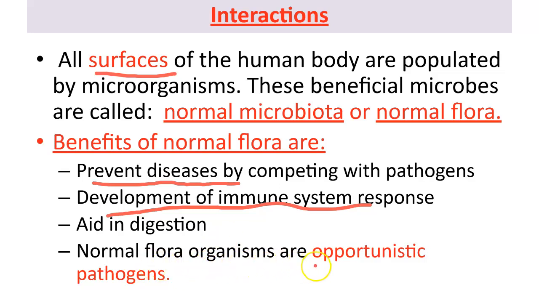Normal microorganisms are considered opportunistic pathogens. What that means is that the same microorganism that aids in digestion and helps us stay healthy, when it's found in the gut, it's beneficial. But if that organism finds its way into another part of the body where it shouldn't be, for example, the urinary tract, it may cause infections. So in a different location, it could actually be a source of disease.